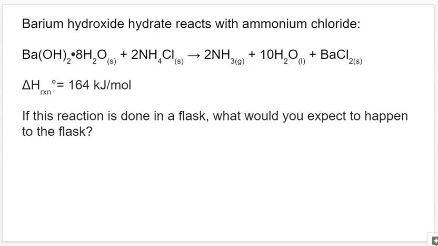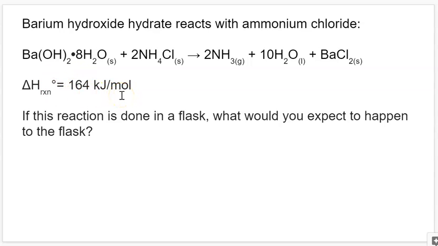So let's think about what a positive or negative enthalpy value looks like in terms of physical observations of chemistry. So this is a demonstration I usually like to do in the classroom, even though it's a little bit dangerous because it forms ammonia gas. But in this, we have barium hydroxide hydrate reacting with ammonium chloride. We have two solids that are going to make a gas, some liquid water, and some barium chloride. And it has an overall enthalpy of reaction of 164 kilojoules per mole. So a positive enthalpy, therefore an endothermic reaction.